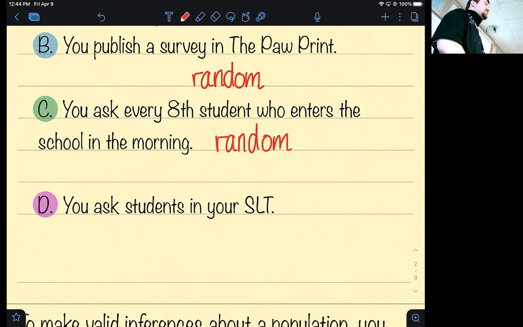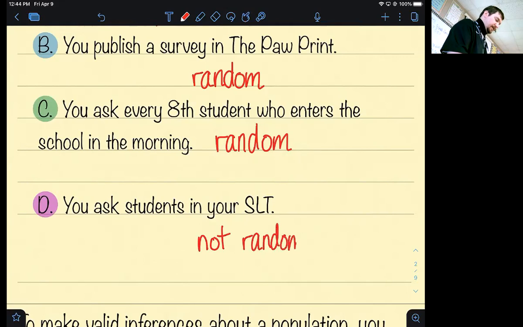What about if you ask the students in your SLT? Is that random? No, that's not random. That's just as bad as asking Mrs. Lazar's first period class. You're favoring one class over others, and if it's your SLT, then it's just a small portion, just 7th grade students. Not everybody had a chance of being asked.